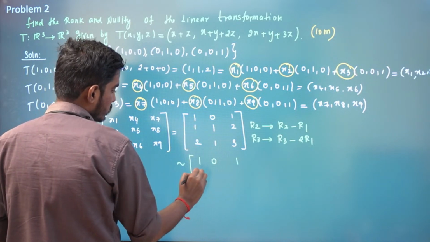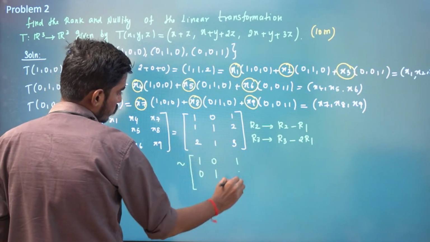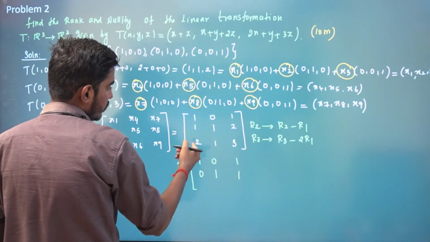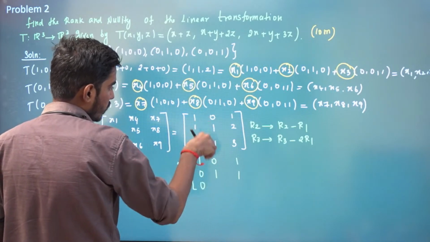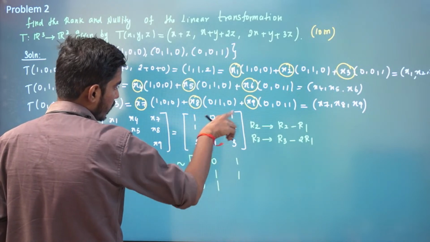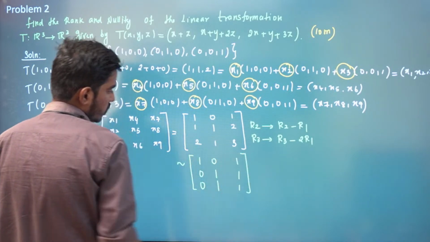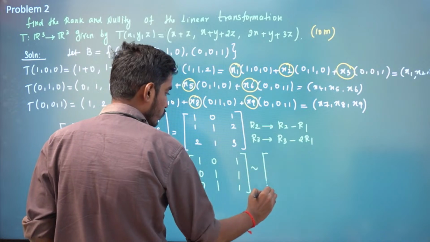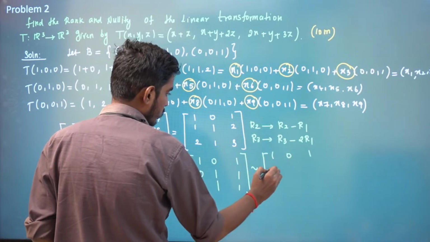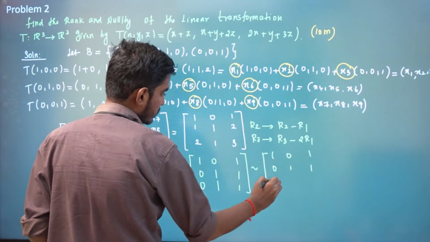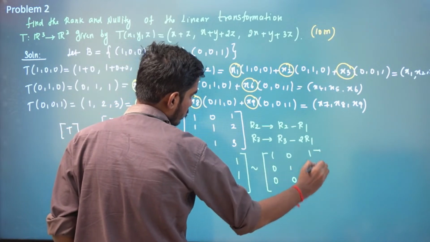So 1 minus 1 is 0. 1 minus 0 is 1. 2 minus 1 is 1. You multiply by 2 and then you subtract. Again, this is equivalent to 1, 0, 1, 0, 1, 1, and R3 minus R2 gives 0, 0, 0. Right?